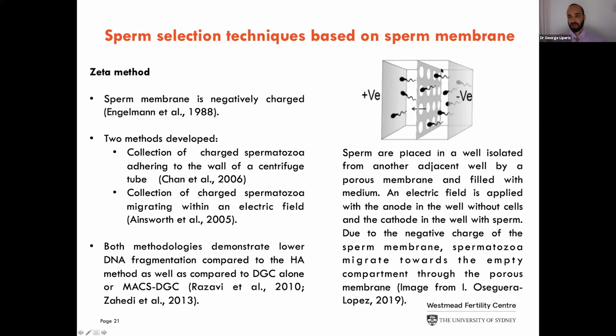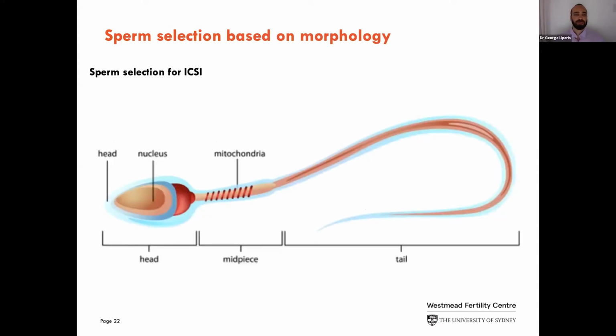As we can see here, the sperm is placed into a well that is isolated from the next well by this porous membrane that we can see in the middle. The empty well is filled with medium. Then we apply the electric field with the anode in the well without the cells, and the cathode in the well with the sperm that we can see here. Due to the negative charge of the sperm membrane, the spermatozoa migrate towards the empty compartment through the porous membrane. So these are the techniques that are based on the membrane of the sperm.